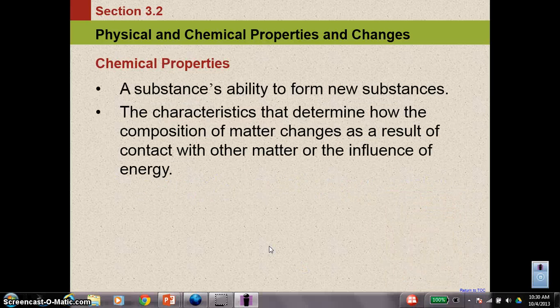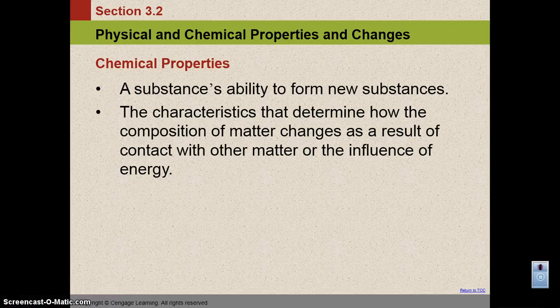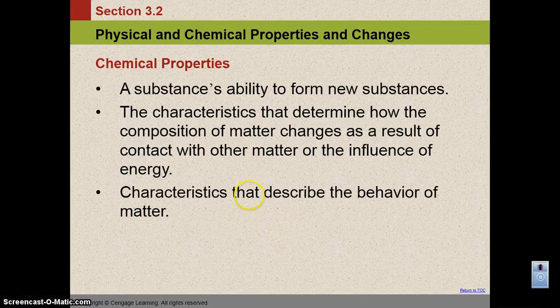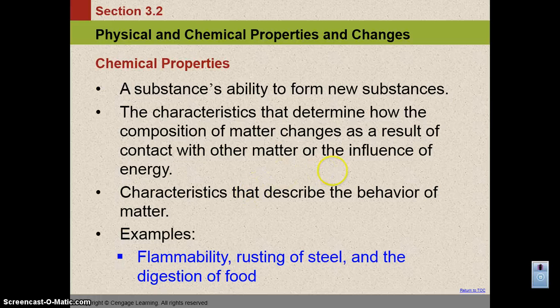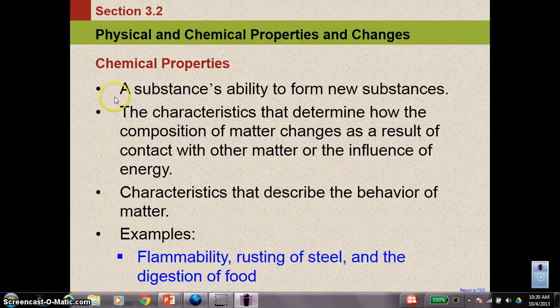Chemical properties are different than physical properties. A substance's ability to form a new substance is what a chemical property is. And the characteristics that determine how the composition of matter changes as a result of contact with other matter or the influence of energy. The characteristic that describes the behavior of matter. These first 3 bullets all explain what chemical properties are.